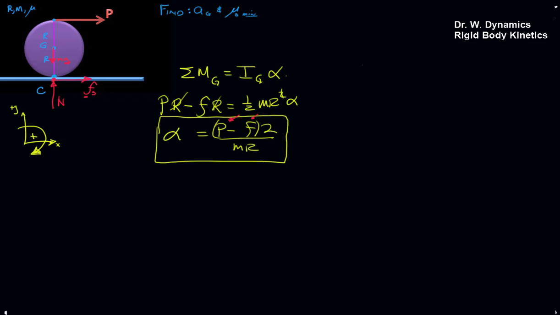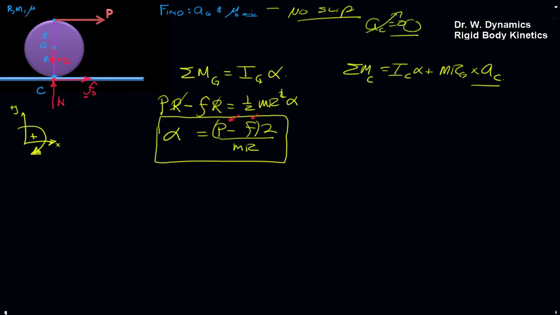We could have tried the moments about C, the contact point down here, would be IC alpha plus m r_G cross with a_C. Now, if we're looking for mu s minimum here, that means that it's not going to slip, and therefore the acceleration of point C would be 0. It doesn't move. It's the wheel rolling without slipping condition. So that's 0. Turns out this equation is not so bad.